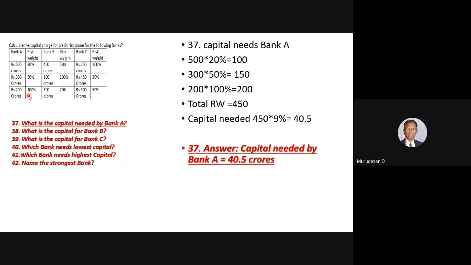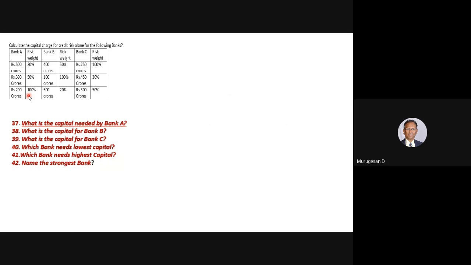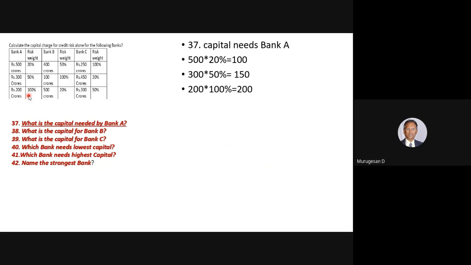Now Bank B. Bank A is 40.5. You separately note down. Next, you note down, then you answer the question. Next question. Bank B, how much? Bank B already over.